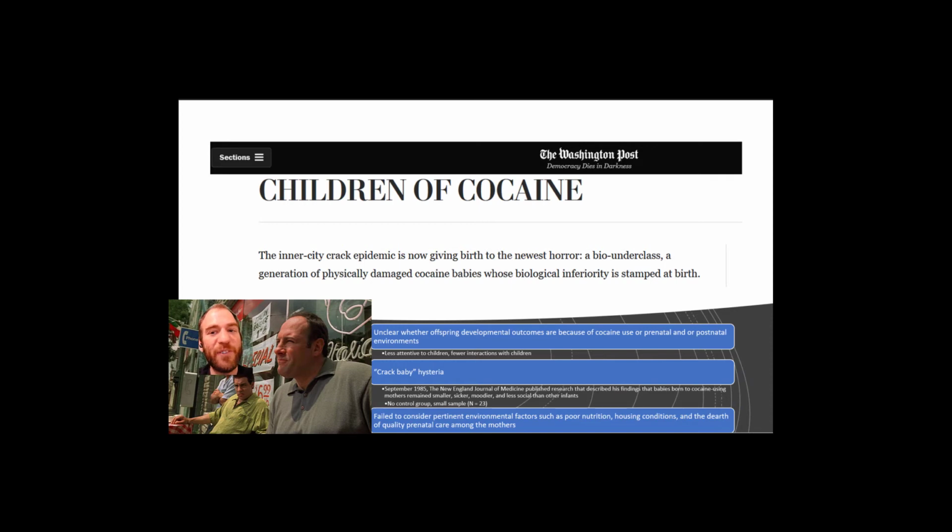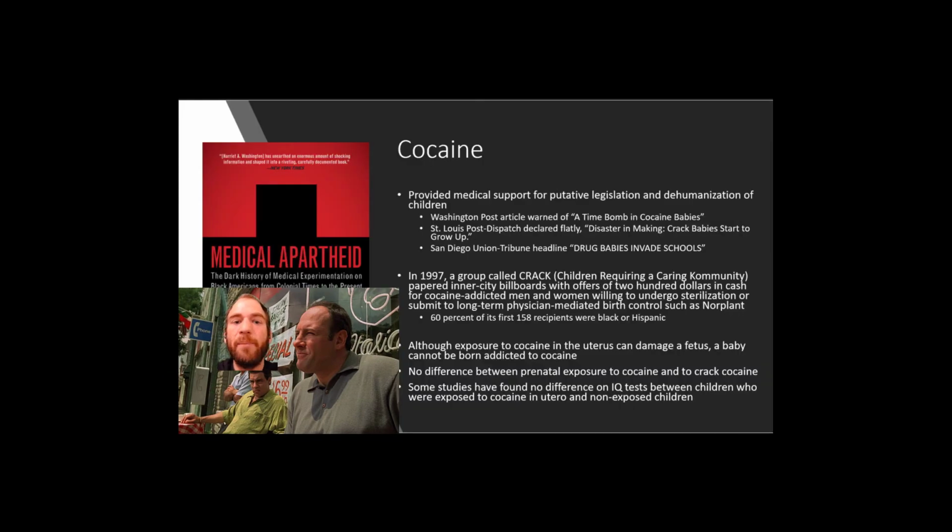So literally, what are the repercussions here for this understanding of human development? What is the framing here? And I think this is a great example, and that's why I try and emphasize this in this course. You're literally saying, and again, spoiler, they're going to emphasize Black children are a biological underclass, a subspecies of human that is dangerous to other children. And we're about to get into that with some other headlines. It provided medical support for putative legislation and dehumanization of children.